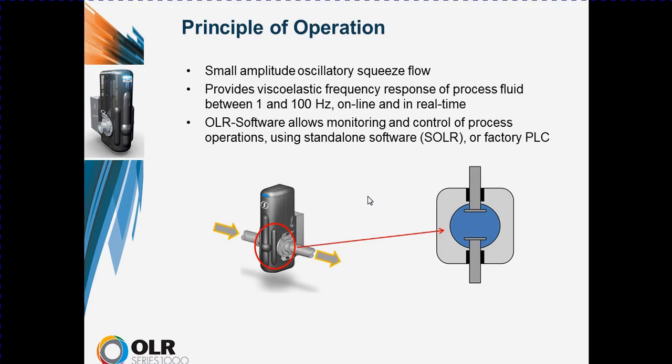Unlike other online rheometers and viscometers, the OLR delivers a characteristic curve from 1 to 100 Hz, online and in real time. Rheology Solutions has developed software to run and set up the OLR called SOLR. The OLR is also capable of talking directly to a factory PLC.